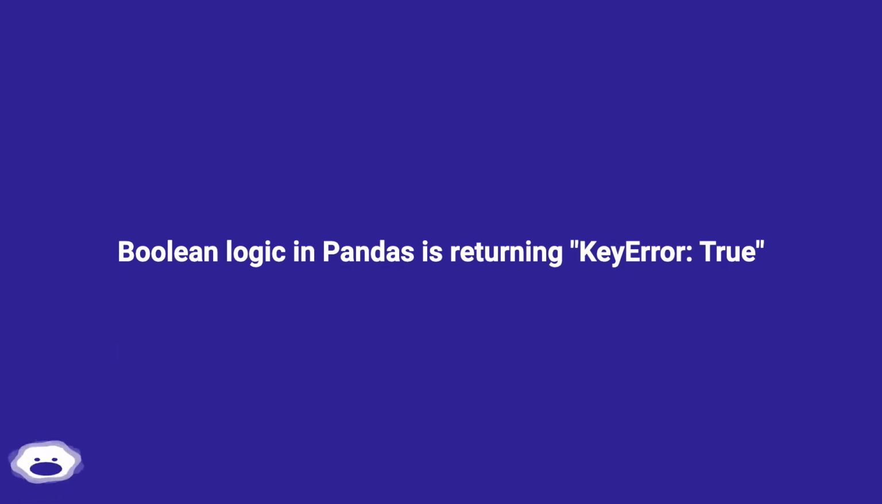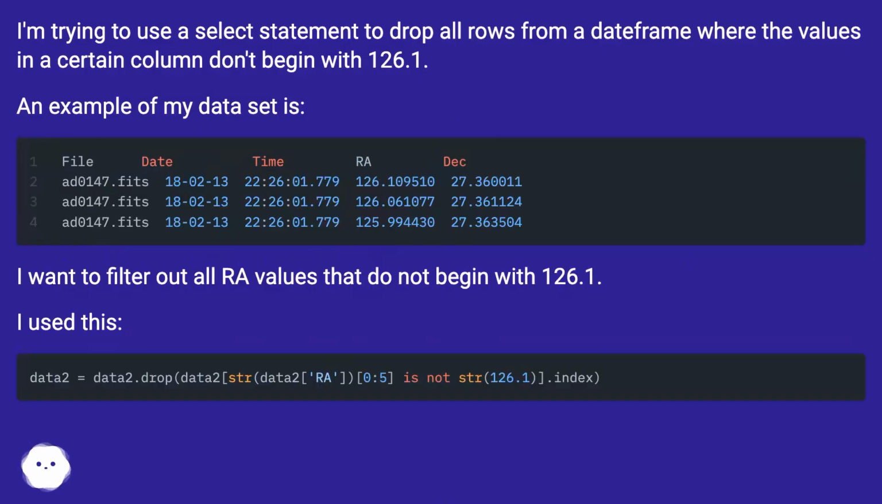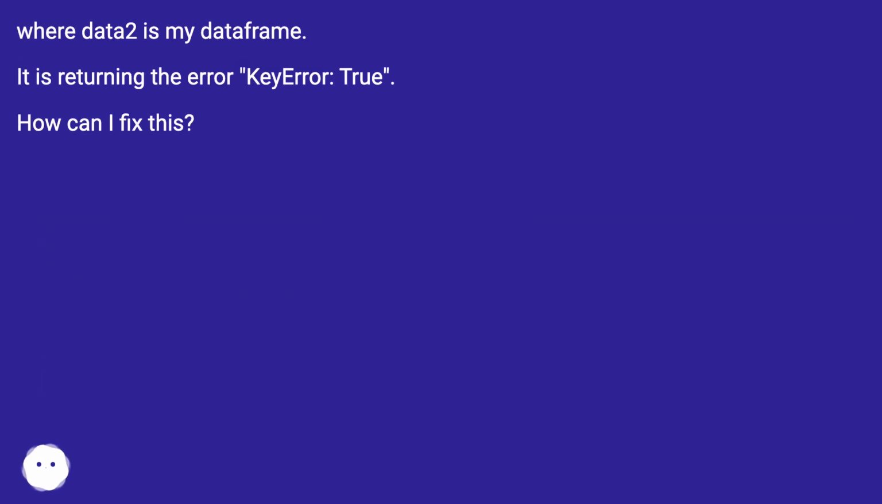Boolean logic in Pandas is returning KeyError: True. I'm trying to use a select statement to drop all rows from a data frame where the values in a certain column don't begin with 126.1. An example of my data set is shown. I want to filter out all RA values that do not begin with 126.1. I use this, where data2 is my data frame. It is returning the error KeyError: True. How can I fix this?